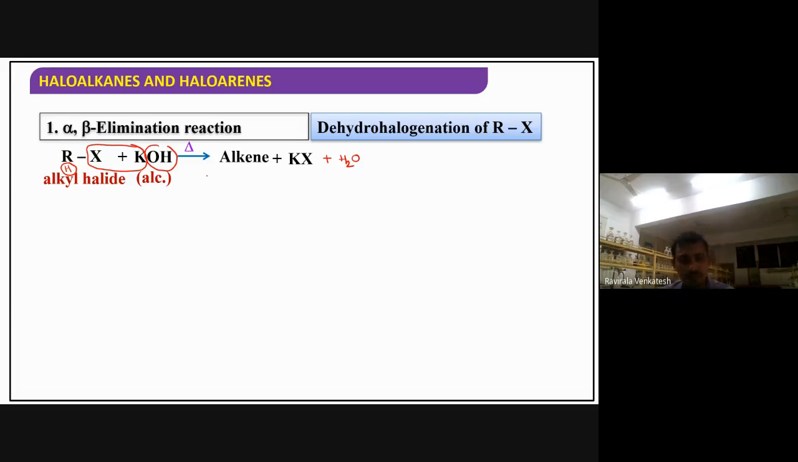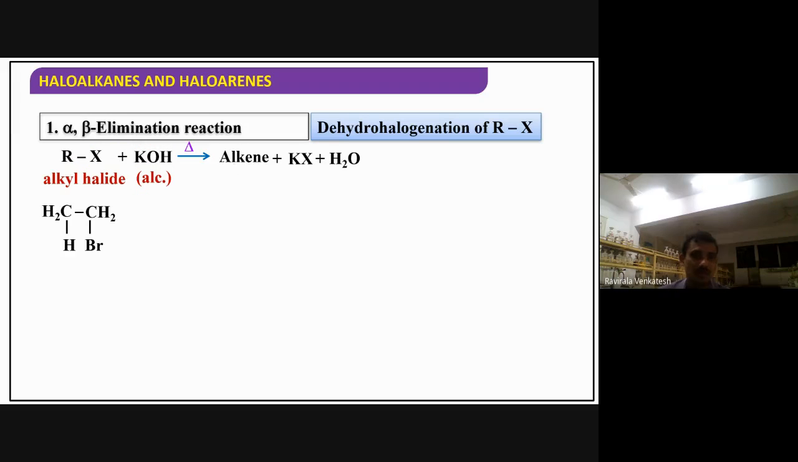So let me see the mechanism also for this reaction, no problem. You have to remember that alkyl halides are converted into alkenes, isn't it? We are going to get water also, isn't it? Now let me see the mechanism.